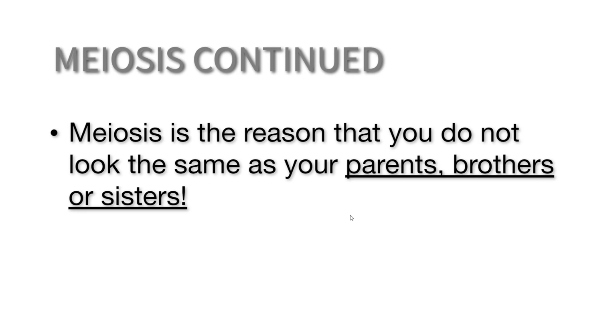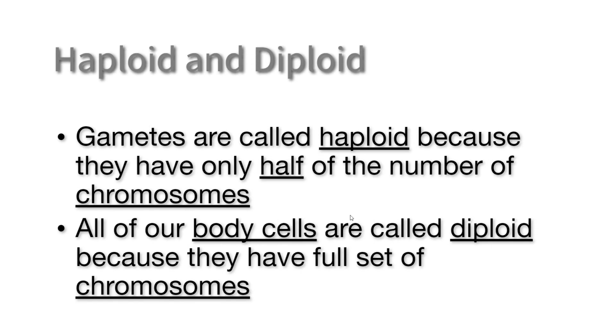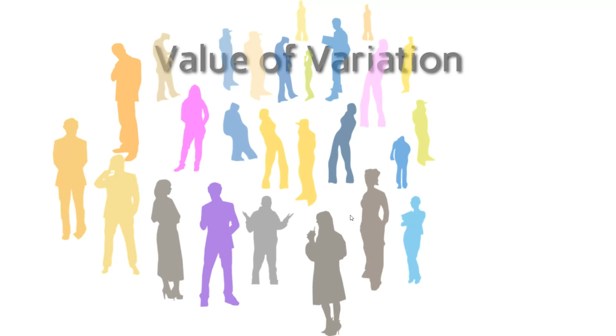Meiosis is the reason that you do not look the exact same as your parents or your brothers or sisters. Remember, this is called variation. Gametes are called haploid because they only have half the number of chromosomes. All your body cells are called diploid because they have a full set of chromosomes. It's important to know that. Okay, you're going to need to know that for the test and for the exam.